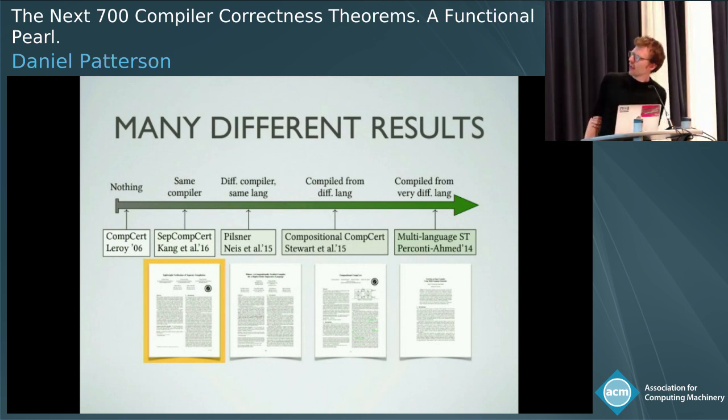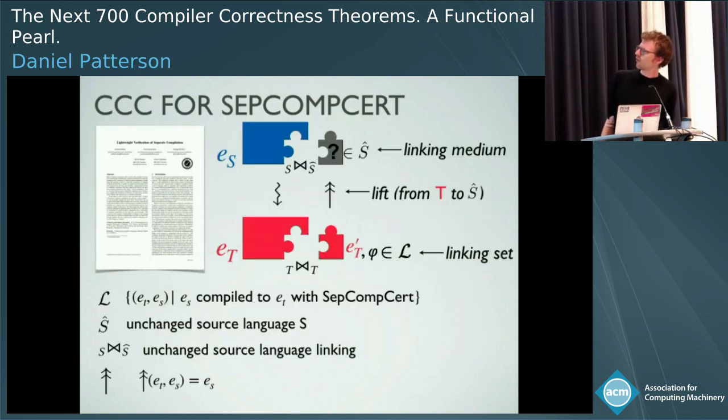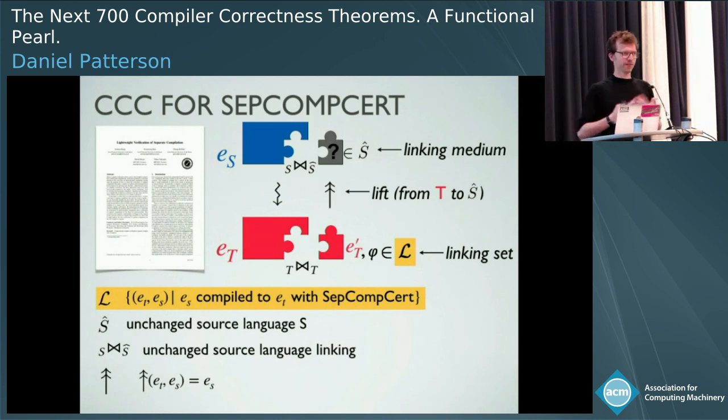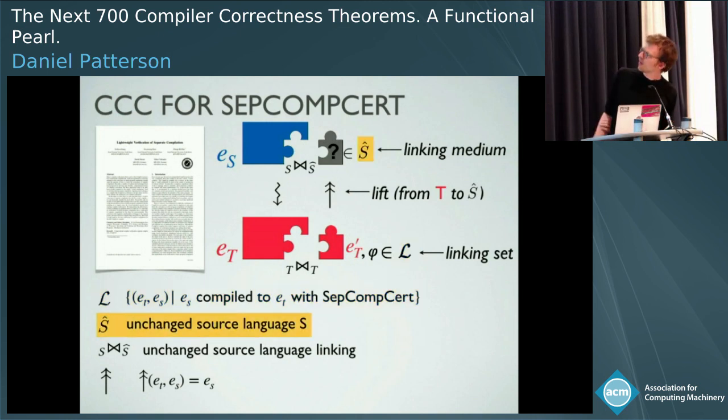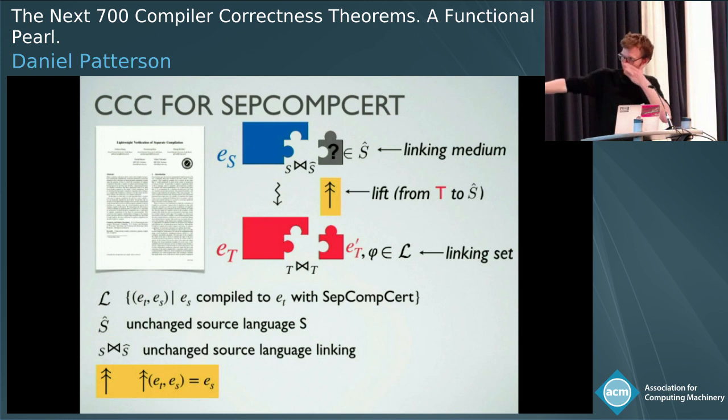So how do we do this? For SepCompCert, the linking set said we can link with any output of the SepCompCert C compiler. So our target components, ET, are anything that was compiled with SepCompCert, and in particular, this witness phi is the source code that was compiled to that particular target. That's what we need to know in order to know that it's okay to link, that it actually came from the SepCompCert C compiler. But our linking medium is just the source. There's nothing special for SepCompCert because the lift function gives us back that witness itself.